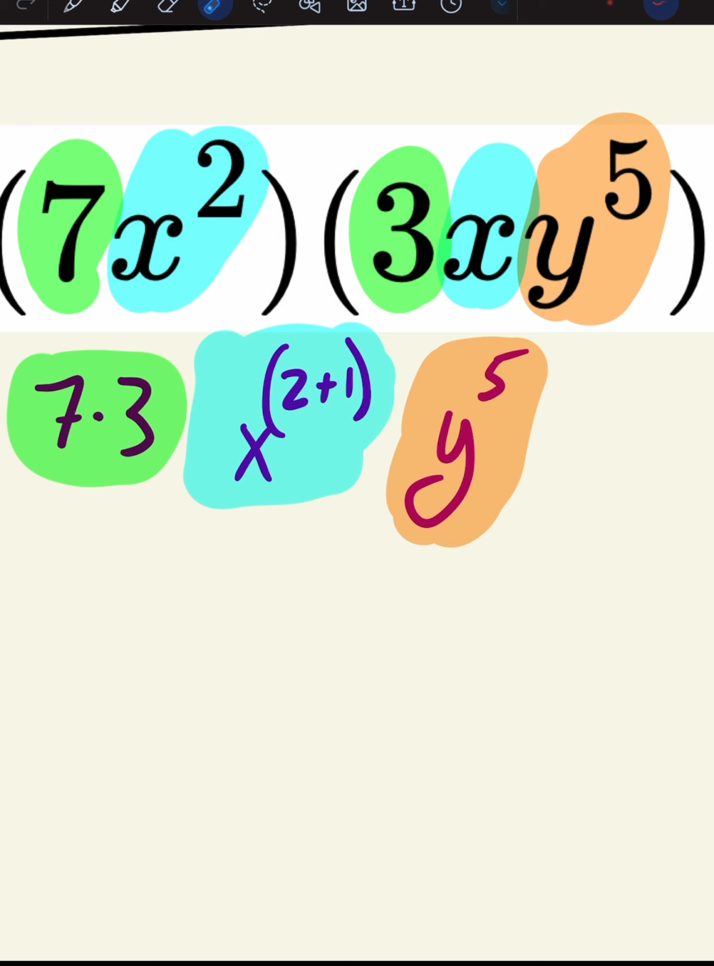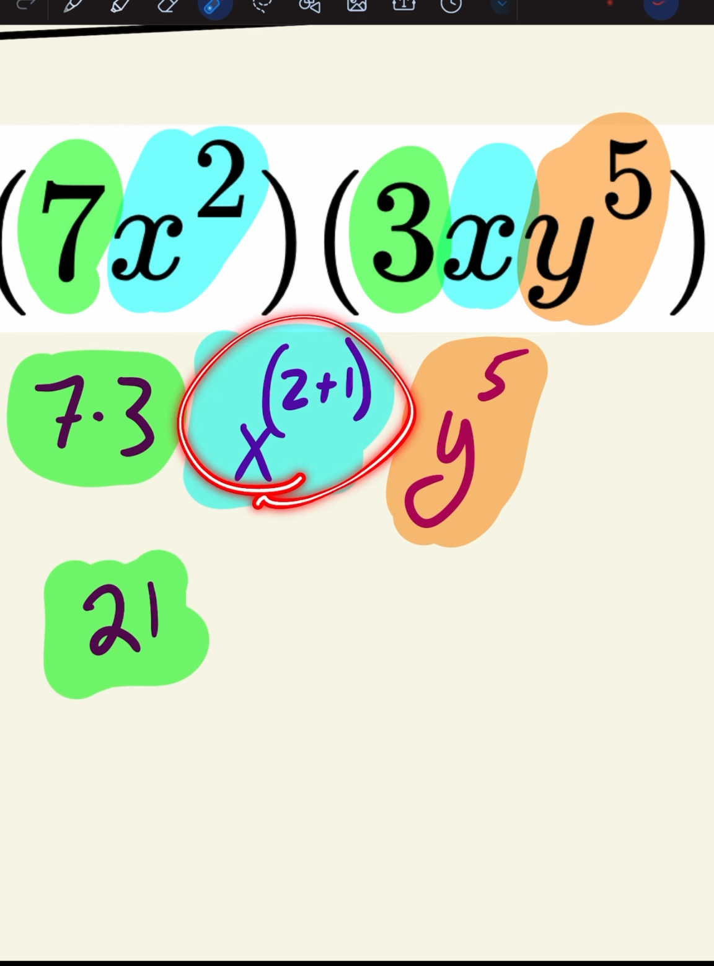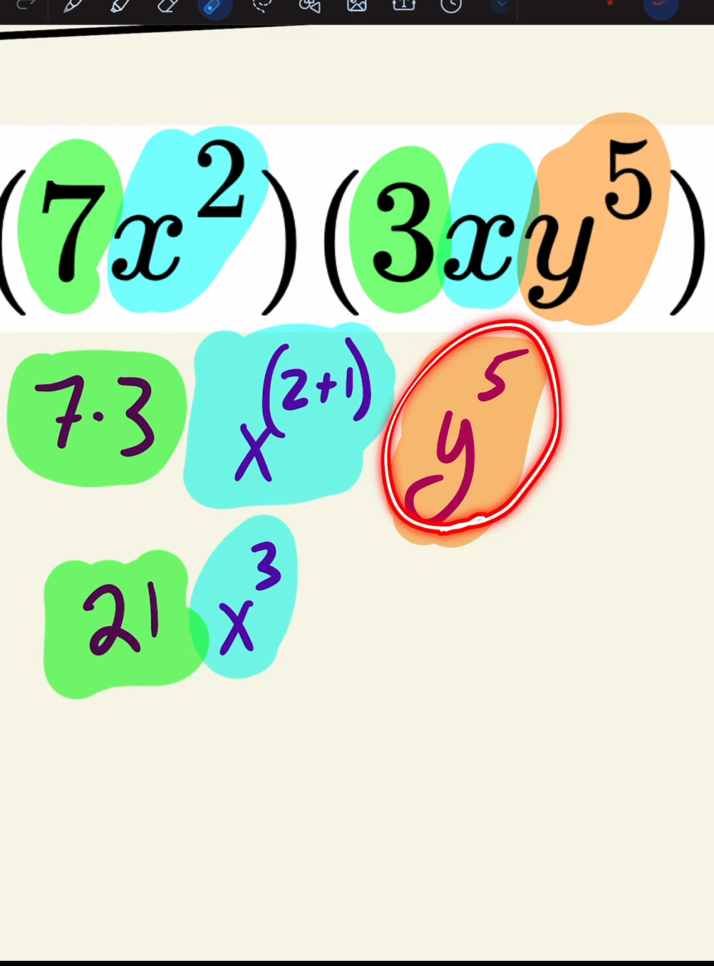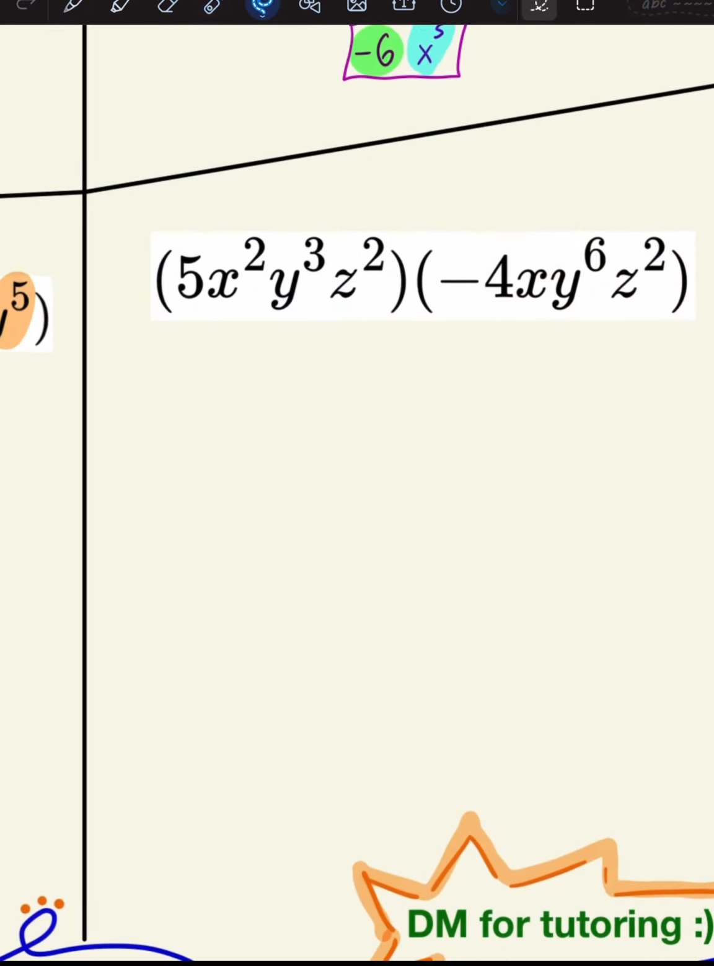And now we can simplify our pieces. 7 times 3 is 21. X to the 2 plus 1 is x to the 3. And our y to the 5 doesn't have anything to combine with, so we bring it straight down. And there's your final answer. And that brings us to our last example.